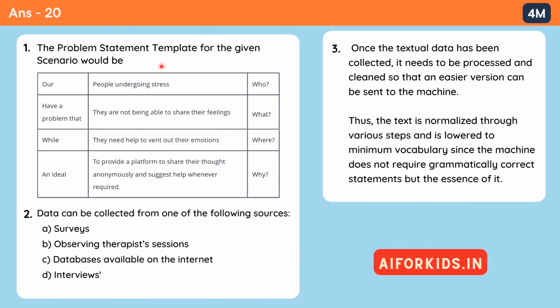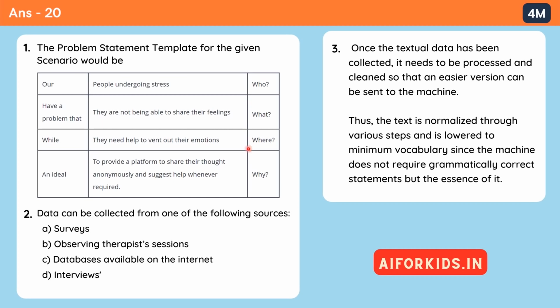If we go back again to the project cycle, then we'll be able to recall the 4 W's of problem scoping, which when represented in a template is called a problem statement template. So here's a problem statement template for the given scenario. Here, who means the stakeholder, is the people who are undergoing the stress. Now second, what is the problem? The problem is that they are not being able to share their feelings.